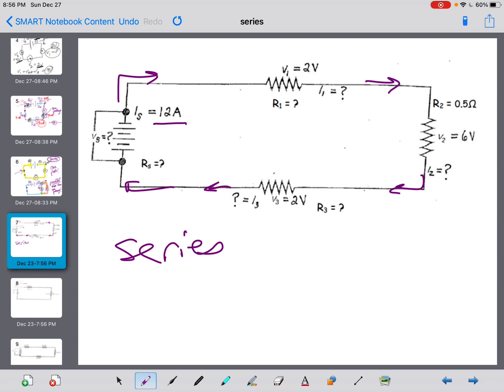So that means that the current is the same everywhere. So I1 is 12 amps. I2 is 12 amps and I3 is 12 amps, right? They're all the same. Now let's look at voltage.